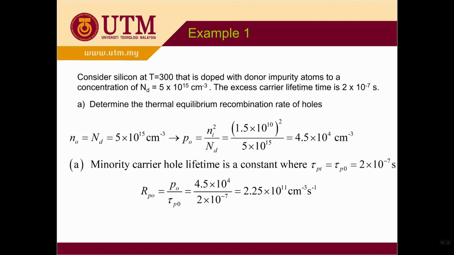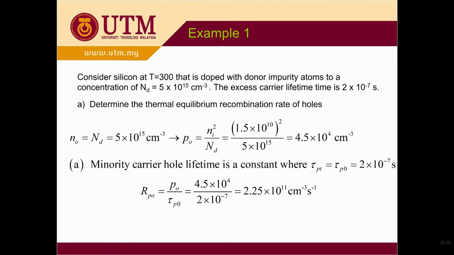The first thing you do is, you are given Nd, and in this example n0 equals Nd. If you recall, in chapter 4 we have the compensated semiconductor equation, where n0 equals (Nd minus Na) over 2 plus the square root of ((Nd minus Na) over 2) squared plus ni squared. If we use that equation, it's similar here, because Na is not given, so Na equals 0, and this 10 to the power 15 is higher than the intrinsic 10 to the power 10, so we can just assume n0 equals 5 times 10 to the power 15.